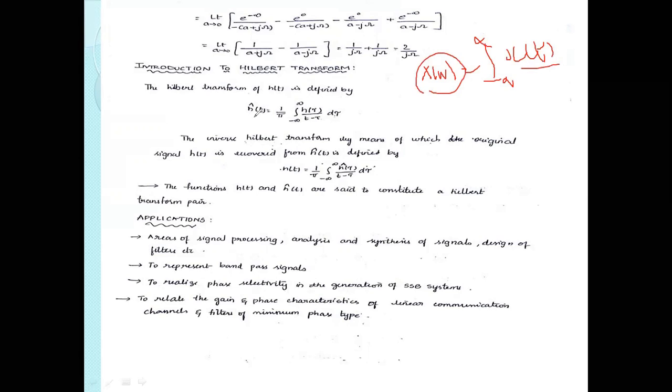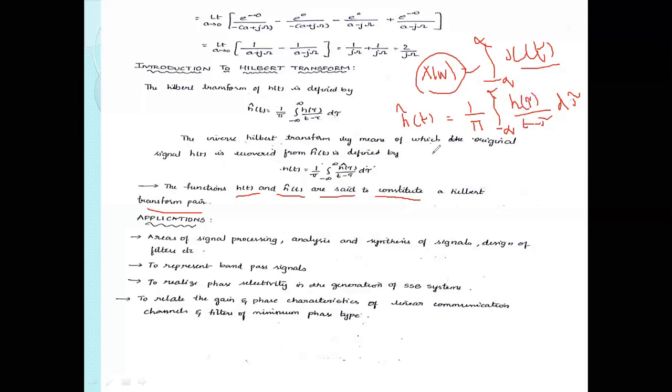But here, the Hilbert transform is h cap of t. The Hilbert transform is equal to 1 by pi and integral minus infinity to infinity, h of tau is a time domain function, by (t minus tau) d tau. Output is also time domain. The inverse Hilbert transform, by means of which the original signal h of t is recovered, h of t is equal to 1 by pi, the integral minus infinity to infinity, h cap of tau by (t minus tau) d tau. The functions h of t and h cap of t are said to constitute a Hilbert transform pair.